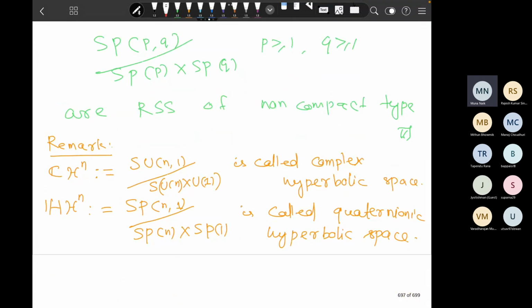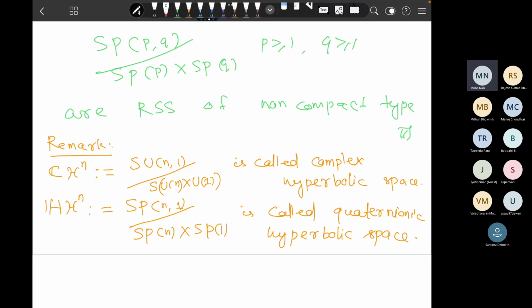And one thing is this SU(n,1)/S(U(n)×U(1)) is called complex hyperbolic space and it is denoted by CH^n. Similarly, Sp(n,1)/(Sp(n)×Sp(1)) is called quaternion hyperbolic space.